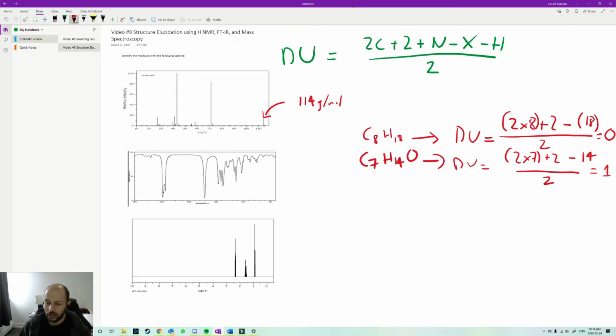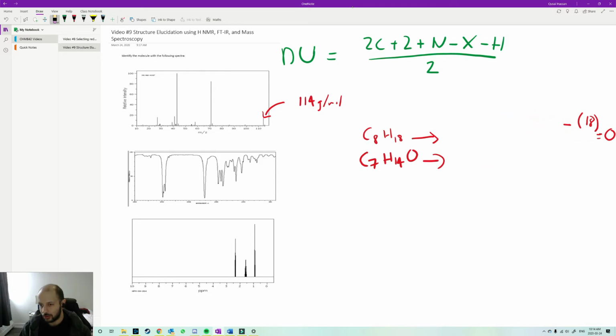So that means I have either a ring or a double bond in this case. I don't know which one it is, whether I have a ring or a double bond. All I know is I have one of them. So I'm just going to delete this for space, and say here that I have 0 degrees of unsaturation and 1 degree of unsaturation here, right?